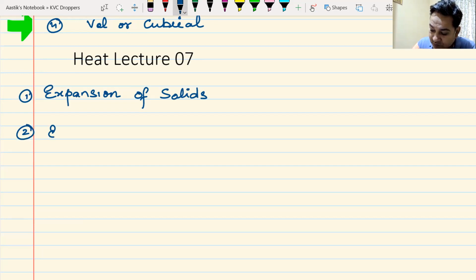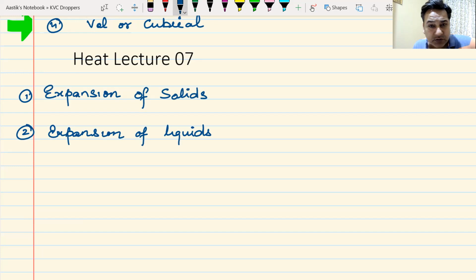which would be expansion of liquids. Now it is very easy to understand that for liquids you will not have length expansion. Don't say liquid expands in length or liquids expand in area. We have only one type of expansion, and that would be what? Volume expansion, yes or no? Yes, sir. Volume expansion of liquids.